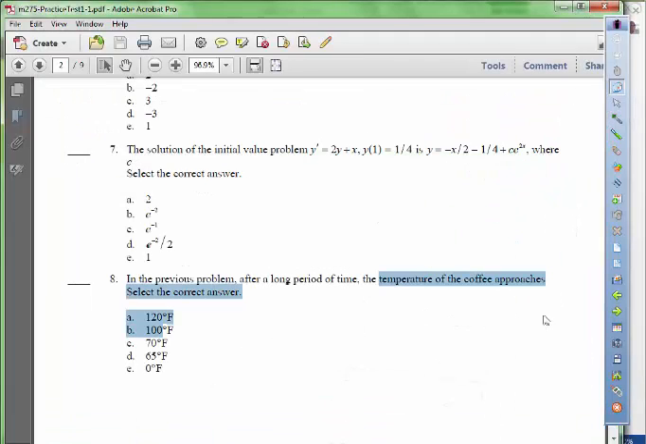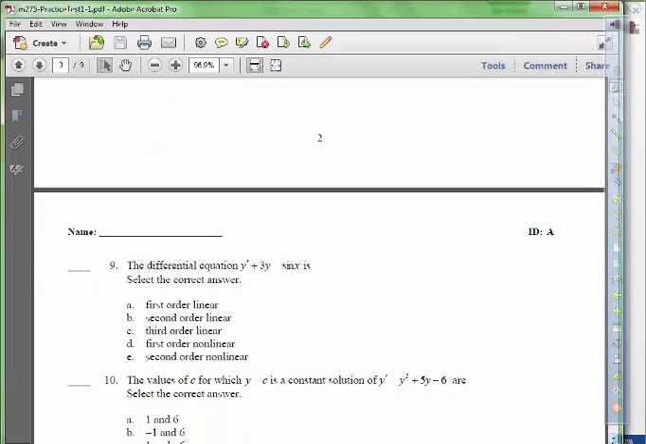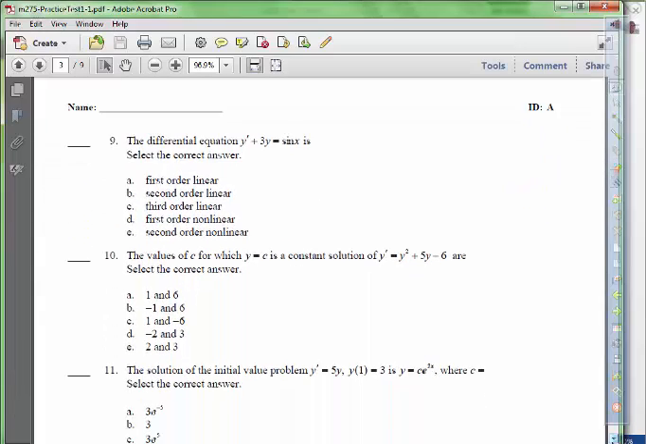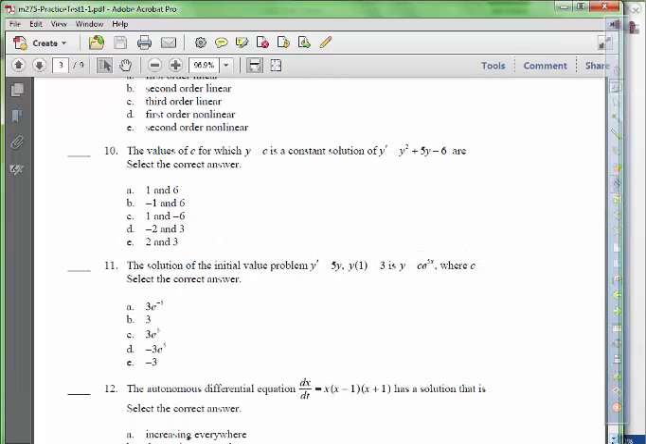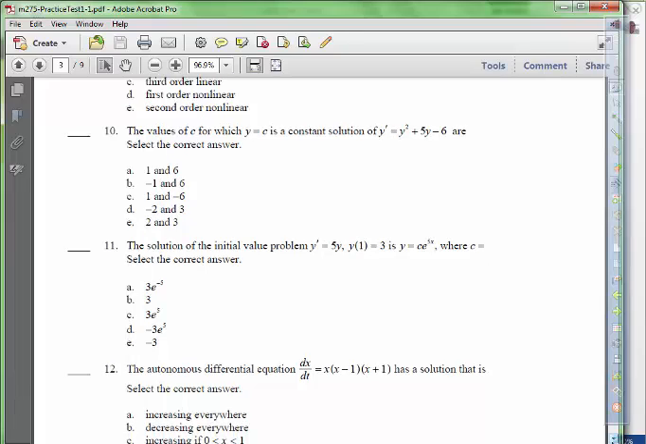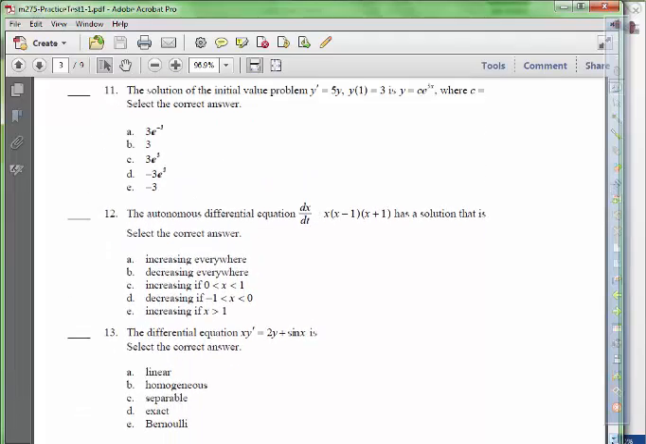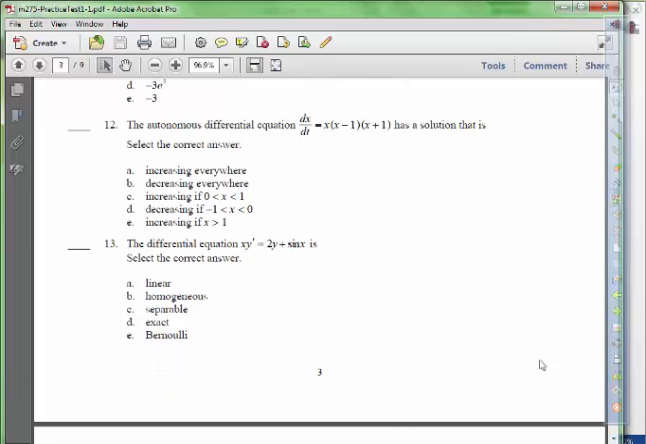Now this is the temperature of the coffee, so I don't know. I deleted some problems. Maybe I should have deleted that one too. All right, this is the same one. Let's take a look at 12.